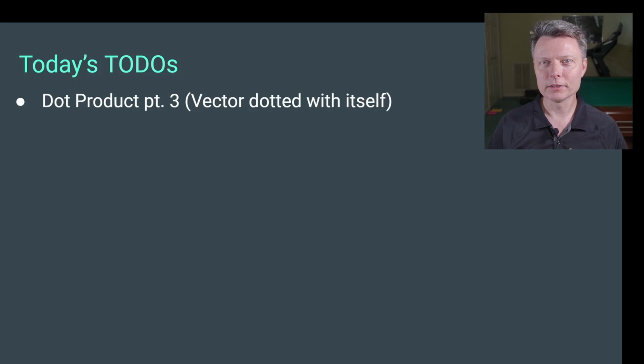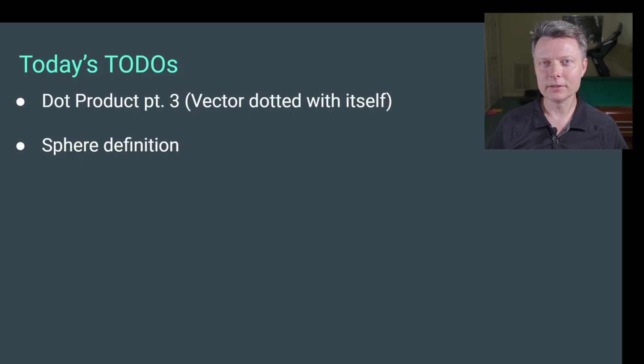Now before we start learning how to raycast a sphere, we first have to take a look at another aspect of the dot product. And if you recall from last episode, we learned all about the dot product and what it means to multiply two vectors together. But today we're going to see what happens when we take the dot product of a vector and itself. And we'll see how this crops up in the formulas that we're going to use for intersecting a ray with a sphere.